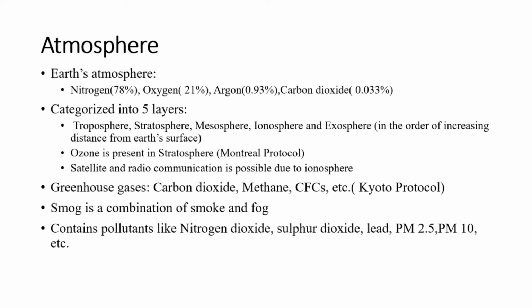Ozone gas present in the stratosphere region is helpful to us. It protects us from harmful ultraviolet radiations. But it is also present in the troposphere as a pollutant, which is much more harmful than these primary pollutants.